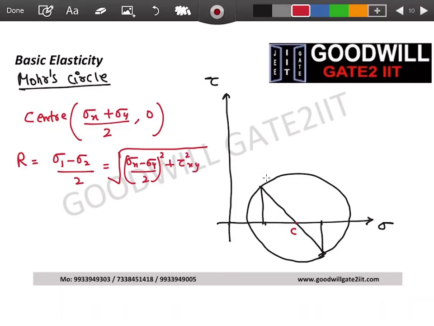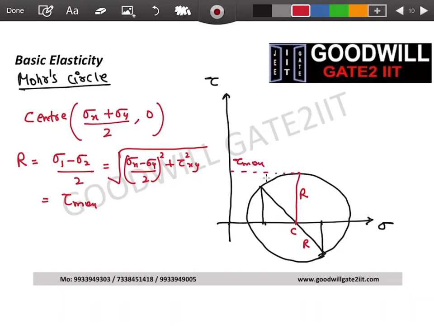Now everyone knows, once we know the center, once we know the radius, we can draw the circle and then we can answer the questions. So this is the center, this is the radius of Mohr circle, and this is also nothing but equal to tau max, if you recall. So this is the tau max value, right? This is the radius of Mohr circle, and this is also tau max. You can see you cannot have tau more than this.